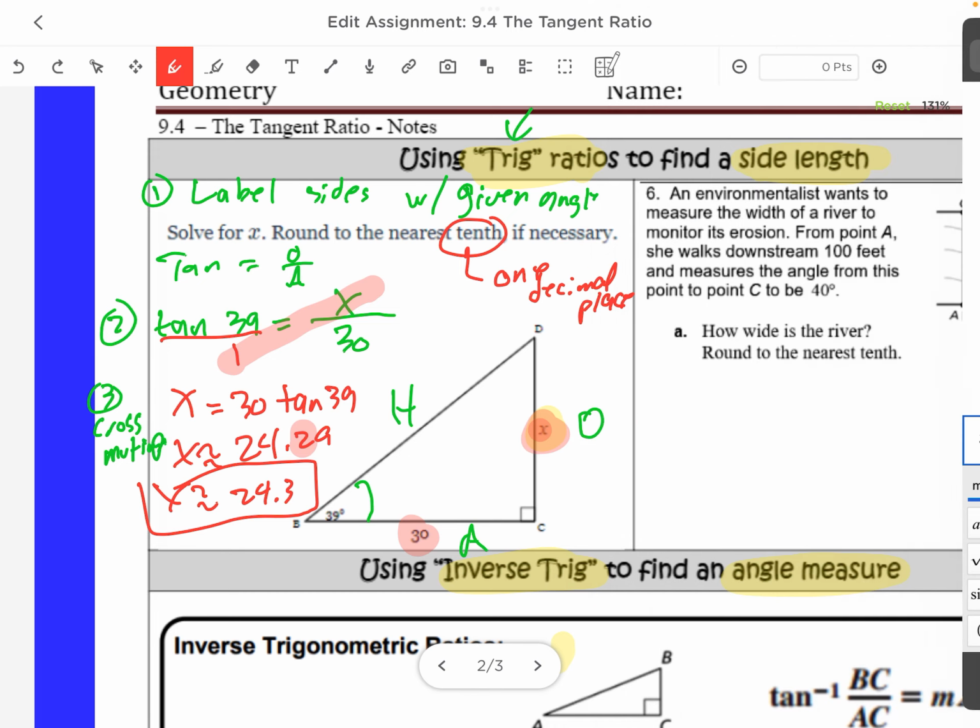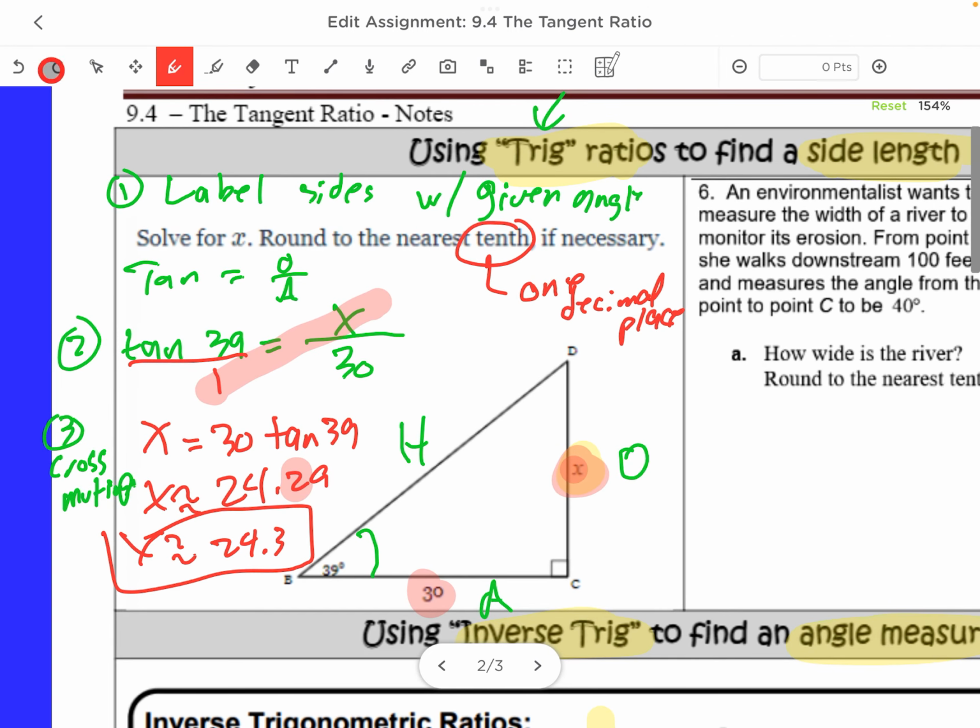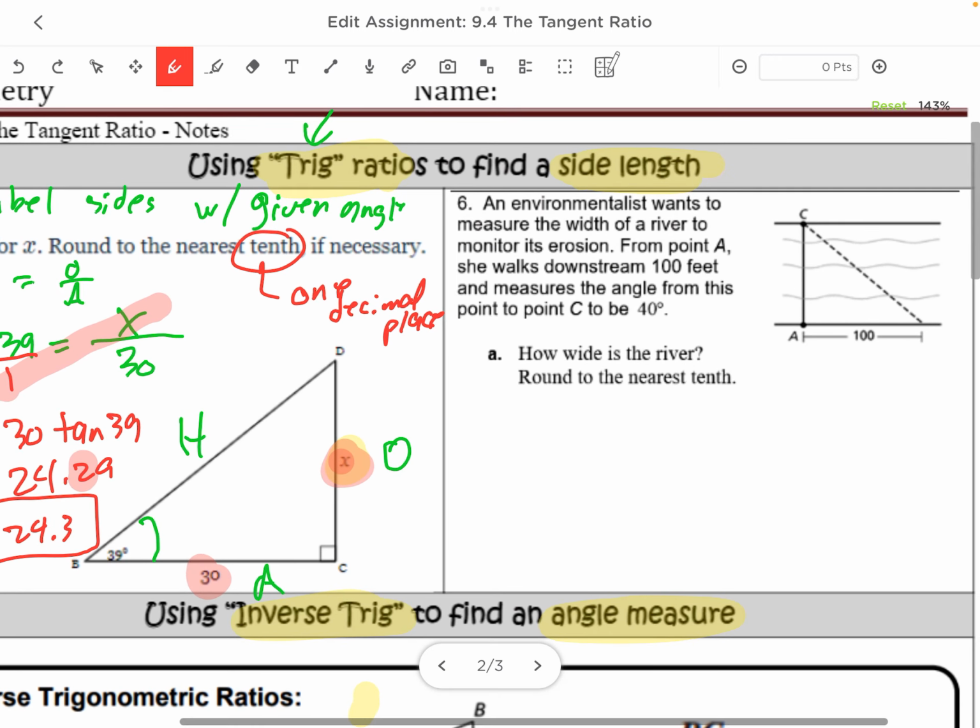Okay, so that's the basics of it right there. I know it seems different, but that's it. We're just going to set it up with opposite over adjacent and use our calculator. Okay, so now let's take a look at the next one.